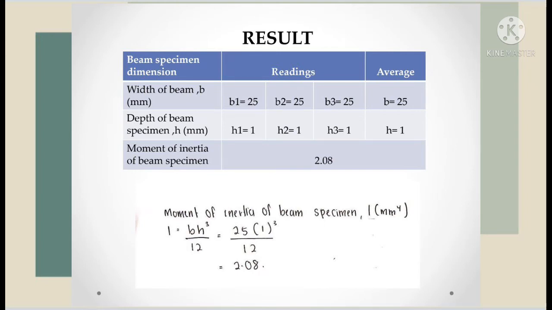Next, calculate the moment of inertia of the beam specimen. Using the formula and data from the experiment, I get the moment of inertia of the beam specimen is 2.08.